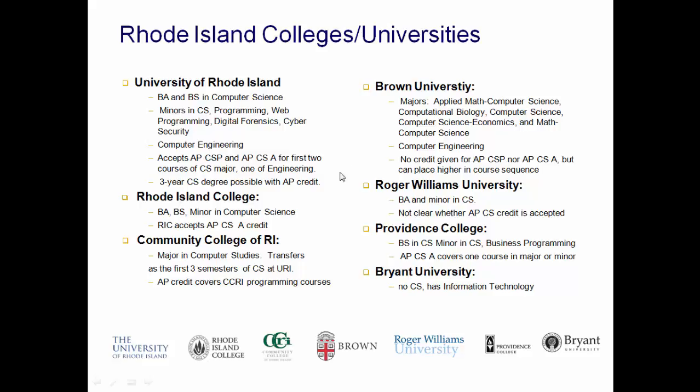Roger Williams University has a BA and a minor in computer science, and it's not clear whether they're accepting AP credit. It varies, I think, based on the student's application who comes in. Providence College has a Bachelor of Science and a minor in computer science, and they also have a major in business programming, so you can use programming in the business domain. And if you've taken the AP Computer Science A course, it'll cover one of the courses at Providence College.